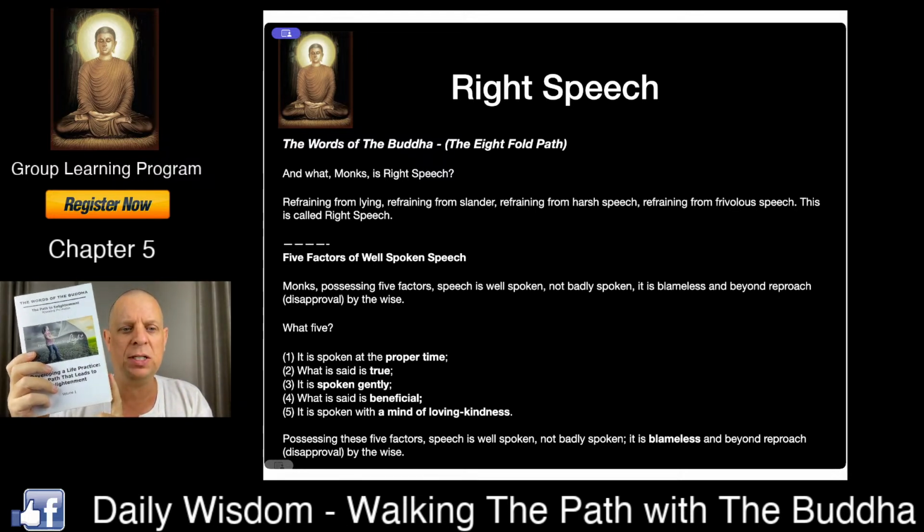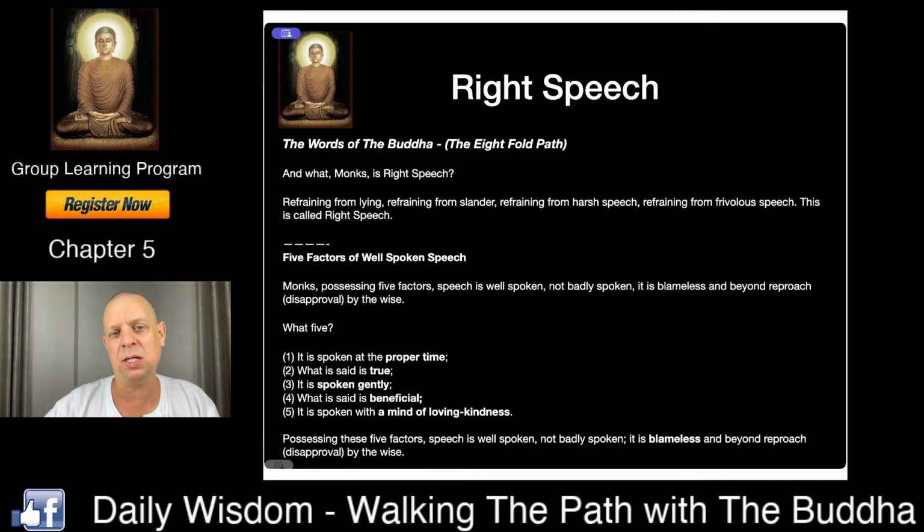You can see all the details that I explain each one of these, because you're going to need to dial this in closer and closer. And you can independently verify this, where you can look at conversations that didn't go very well for you, and you can see that you and/or the other person wasn't using the 5 factors of well-spoken speech. If you miss even one of these, there's the potential that your conversation is going to end in an unwholesome way.